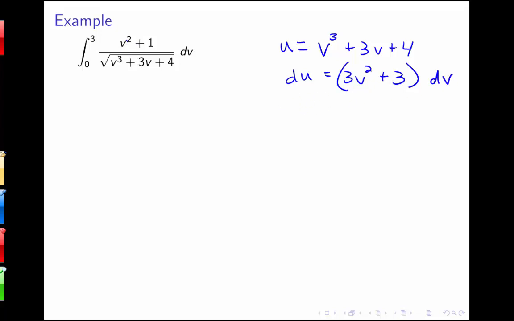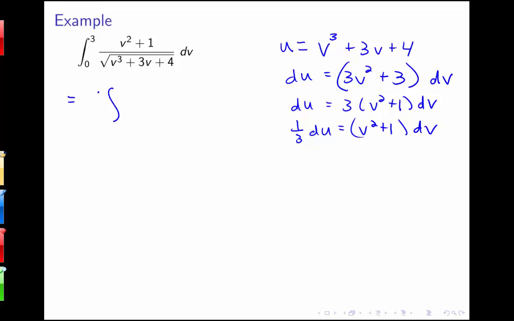Okay. So what I have in my integrand is very similar. I've got a v squared plus 1. So if I factor a 3 out of this, I'm going to have 3 times v squared plus 1 dv, and then I could divide both sides by 3. So I have 1/3 du is v squared plus 1 dv. So this will be my integral here of 1/3 times 1 over the square root of u du. Okay, because the 1/3 du is replacing this part, and u is replacing this piece under the square root, so I just have 1 over the square root of u.